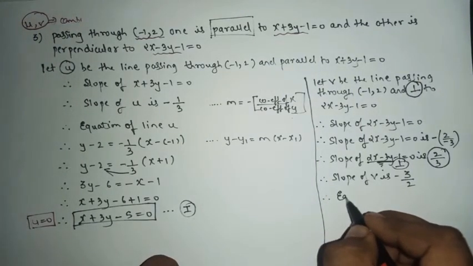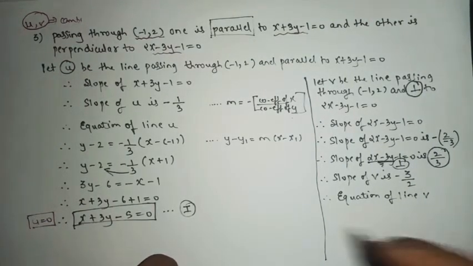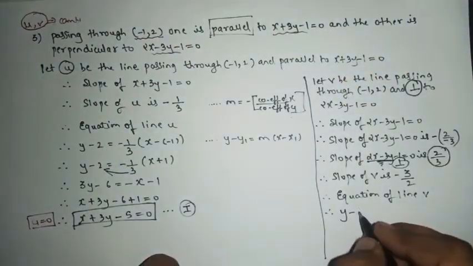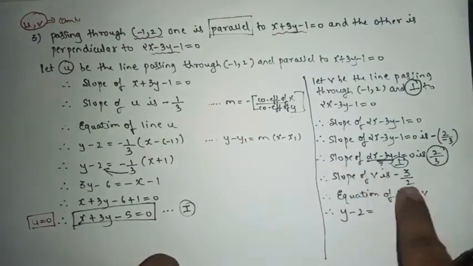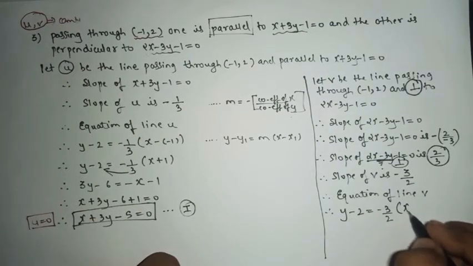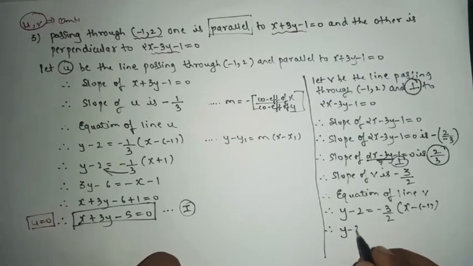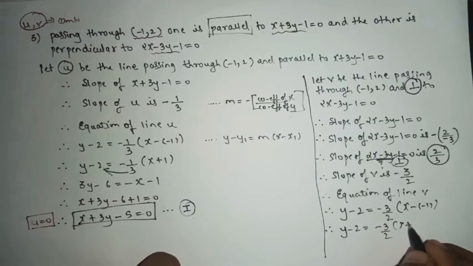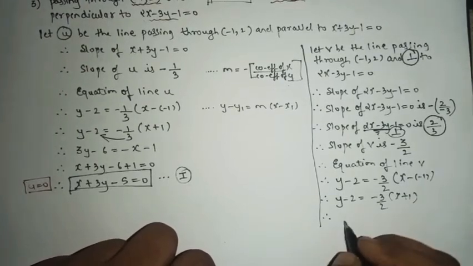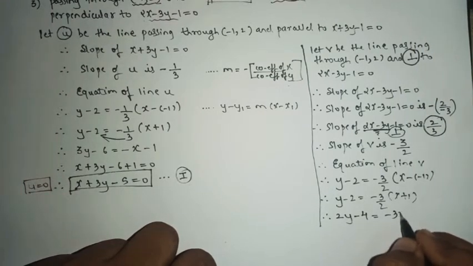So therefore equation of line v using this formula, so y minus y1 is what? x1, y1 is minus 1, 2, so y minus 2 equals to m, which is what? Minus 3 by 2. Yes or no? x minus x1 is what? x plus 1. So in the next step what you will get? y minus 2 equal to minus 3 upon 2 times x plus 1. Yes or no? Got the point? Next will be what? Shift this 2, so what we will get? 2y minus 4 equals to minus 3x minus 3.